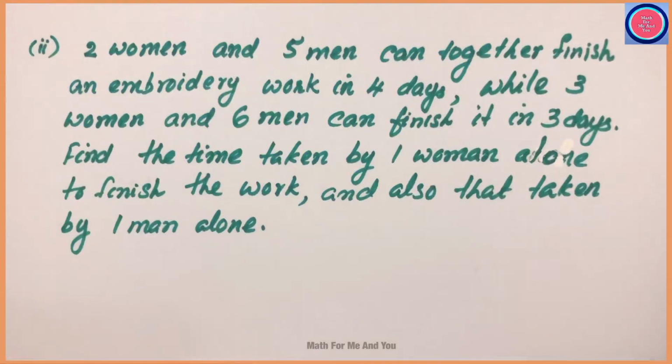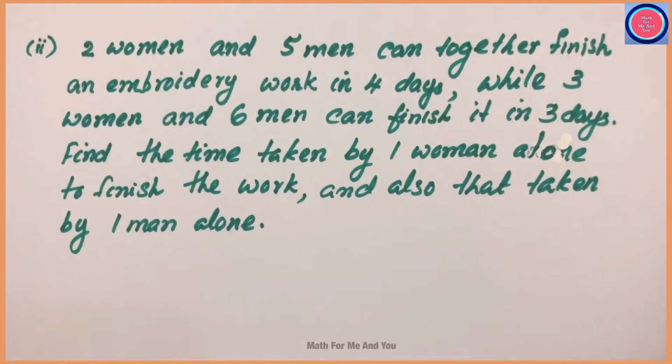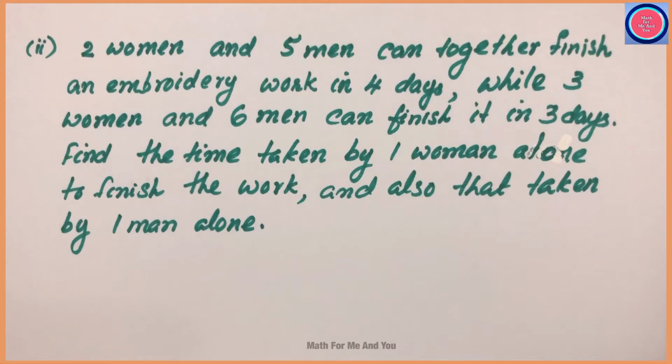Question 2. 2 women and 5 men can together finish an embroidery work in 4 days, while 3 women and 6 men can finish it in 3 days. Find the time taken by one woman alone to finish the work and also that taken by one man alone. Here we need to form two equations and solve them.